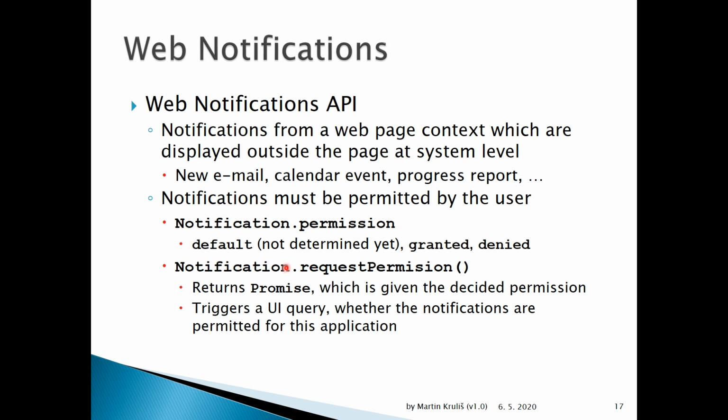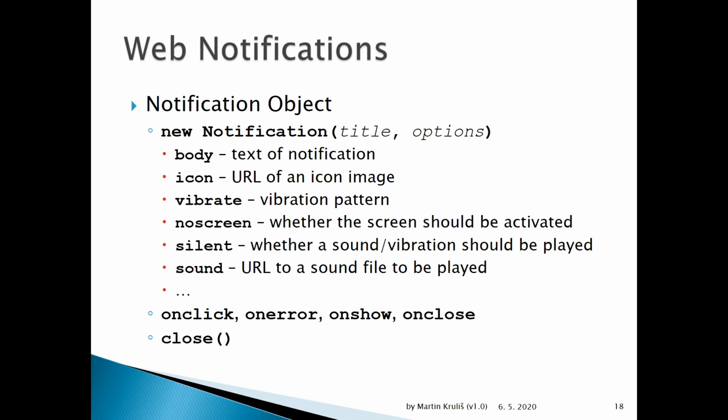If not, you can request it, and this request returns a promise which will be resolved after the user explicitly permits or denies this type of permission. So if the user permits, this promise will be resolved as a successful promise, and you will know that you are granted permission to display notifications. If you are granted the permission to create notifications, you simply create a notification by creating its representative object.